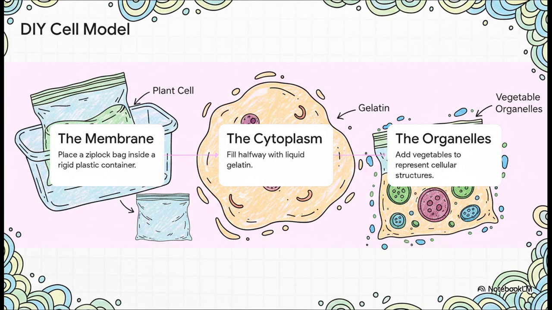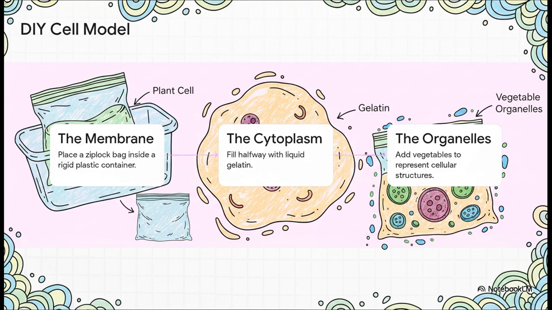Now, sometimes textbooks make cells look really flat and kind of empty. So here's a fantastic, practical way to visualize how incredibly tightly packed these organelles actually are in reality. You can literally build a DIY model at home. Step 1, grab a Ziploc bag. That's going to be your flexible cell membrane. If you want to make an animal cell, just use the bag.